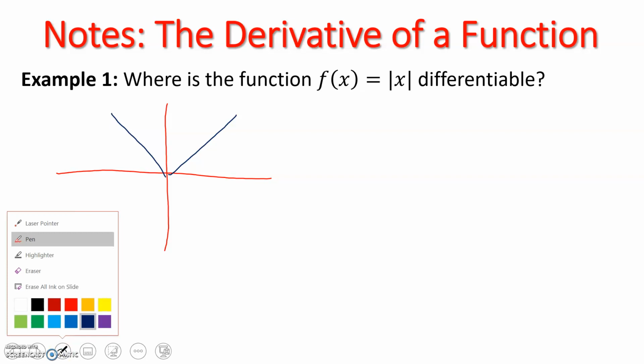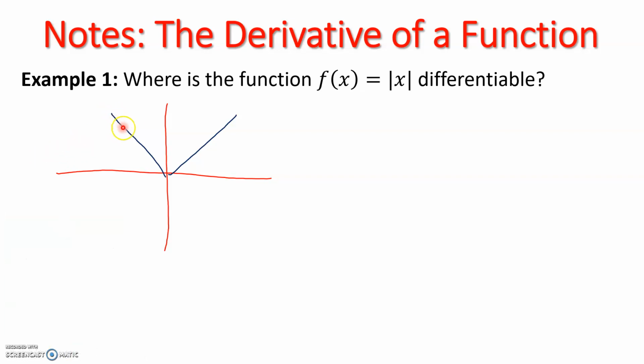Now, if I look at any point along this left-hand side of the y-axis, I can see that the slope is -1. Because mathematically speaking, the curve over here is represented by the line -x, and the curve on the right-hand side is represented by x. So we know then that the slope of the curve on the left is -1, and the slope of the curve on the right is +1.